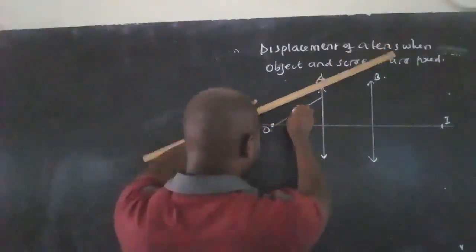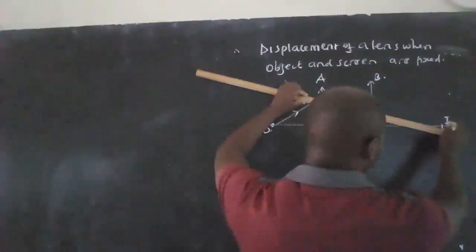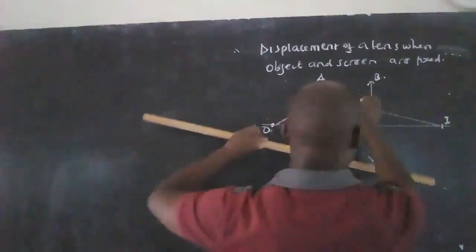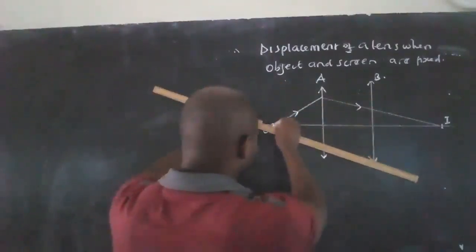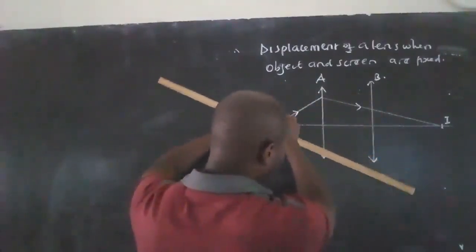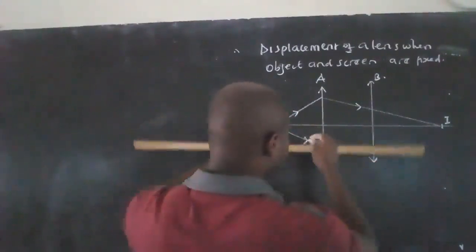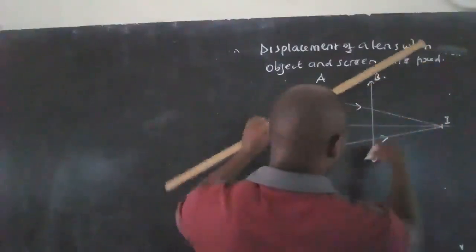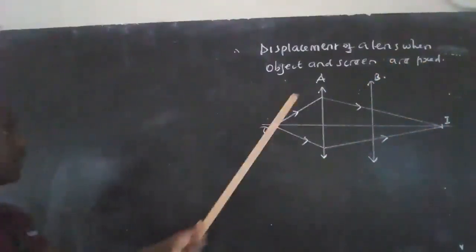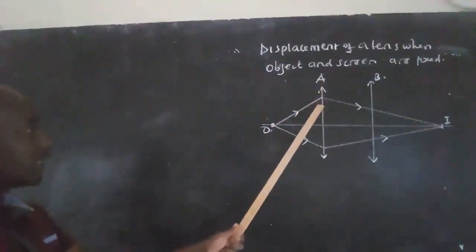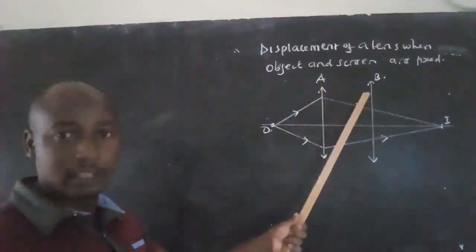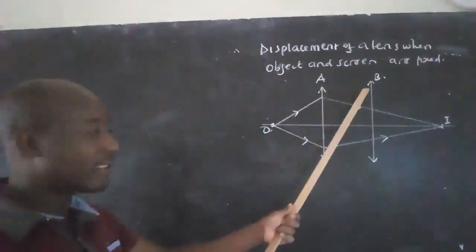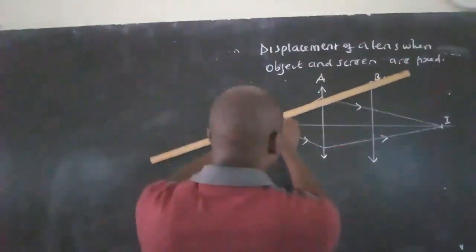Okay. Then from that, the image here, like that. Both an image there and an image there. Now, the lens is now displaced to position B. It means that A is no longer there. Now we have one lens, which is B. So the lens has gone to position B.